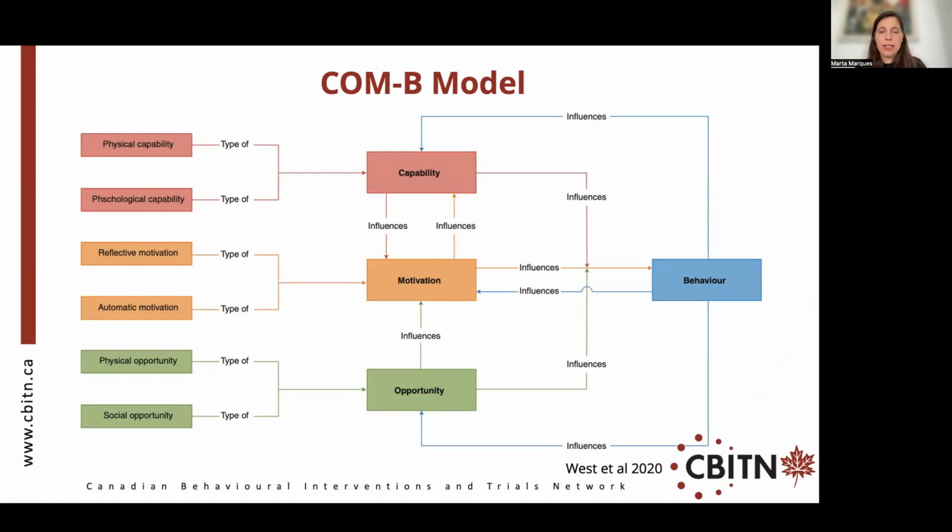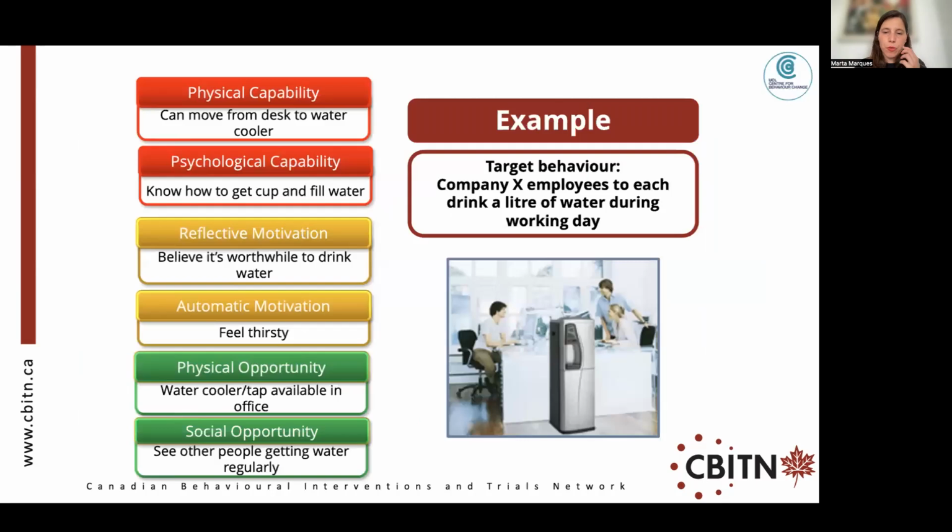This is another representation of the COM-B model. This is a diagram from a paper that was written by Robert West during COVID, where you can see the COM-B model expressed in a more logical, theoretical diagram. And you can see that all of these aspects on the left are types of capability, motivation, and opportunity. There are influences between them, and they all influence behavior and can be influenced by behavior itself, of course.